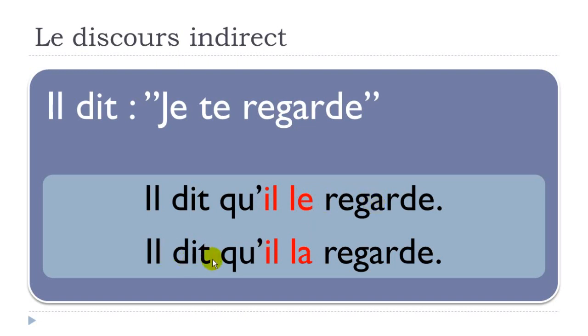Okay, and then the second option, well, it's almost the same, but if you look carefully, il dit qu'il la regarde. Okay, and in that case, it would be a woman or a girl, according to what was previously said. So in that case, we really need to know before whether we're talking about a boy or a girl, a man or a woman. Okay, because if we don't, then it can be tricky to put this into discours indirect, because we won't have any clue whether it's le or la. Okay.